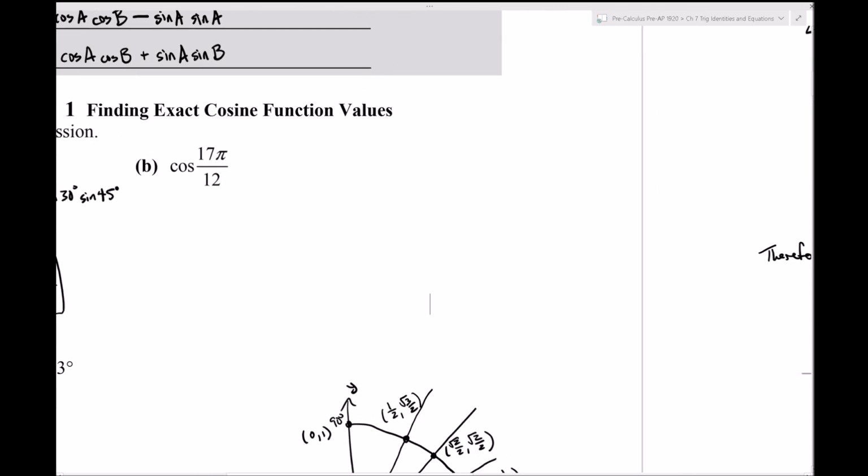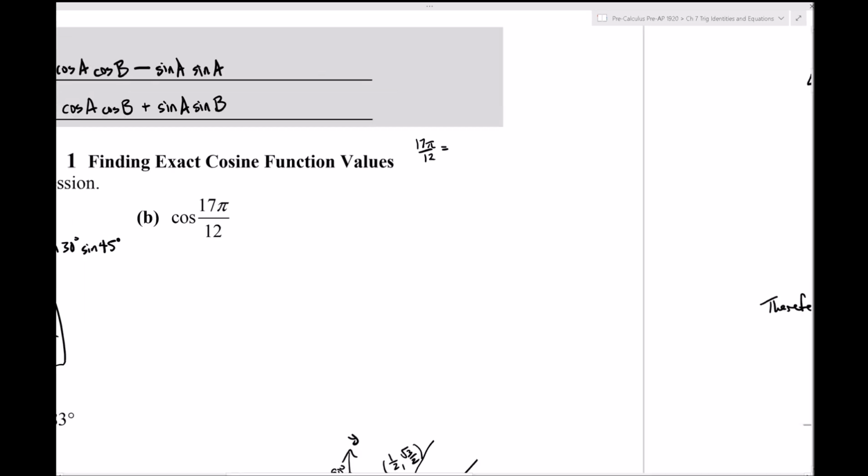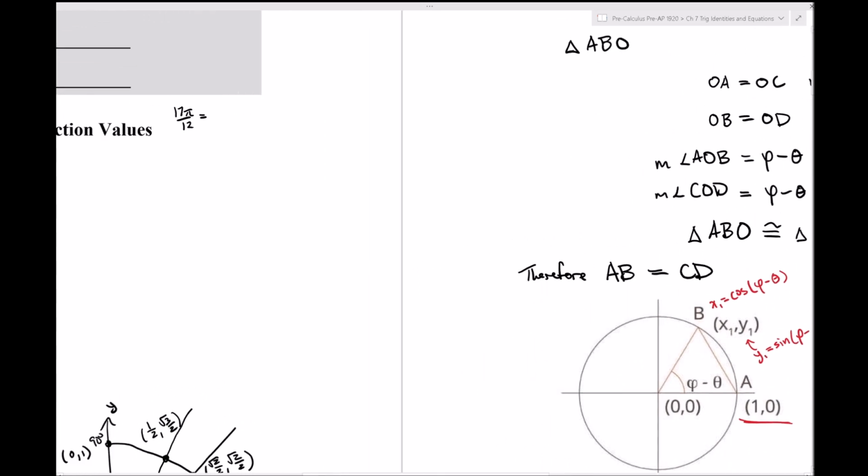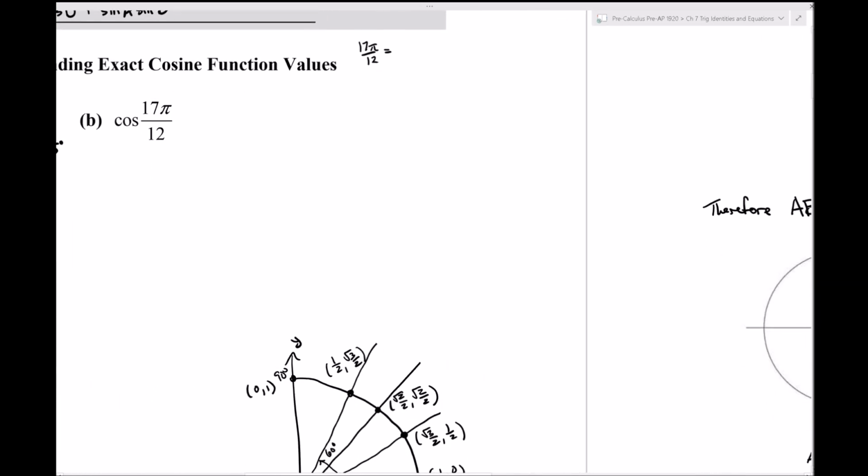So we'll start off by changing 17 pi over 12 to degrees. So that's currently in radians. How do I change this to degrees? And I'm trying to squeeze that in over here because I don't have that much space. If I try to move over here, there's the proof that I was talking about earlier. 17 pi over 12. You want to change that to degrees. Now there's a formal way.